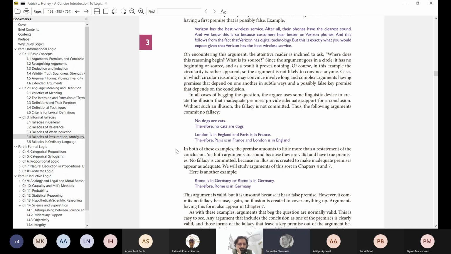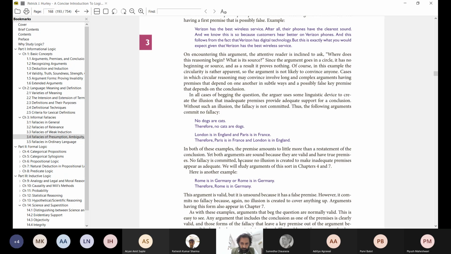The premise amounts to little more than a restatement of the conclusion. Yet both arguments are sound because they are valid and have true premises. No fallacy is committed because no illusion is created to make inadequate premises appear as adequate. We will study arguments of this sort in chapter 4 and 7. Okay, so you can just pause that.